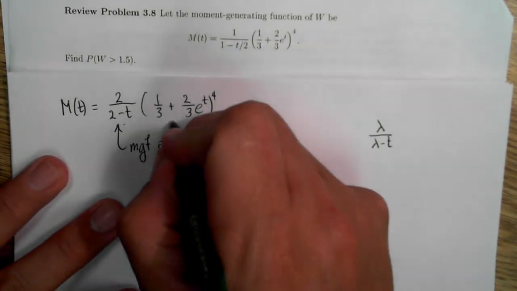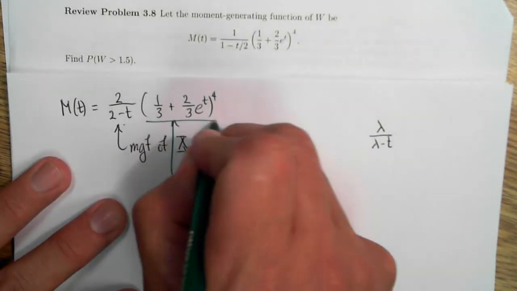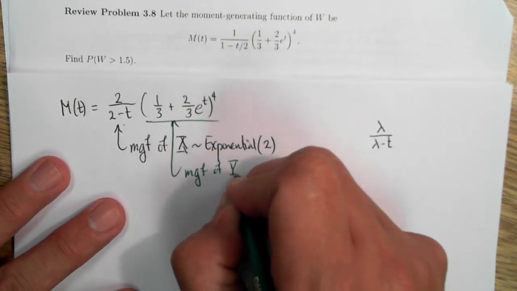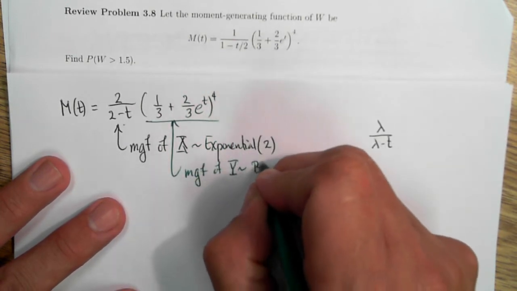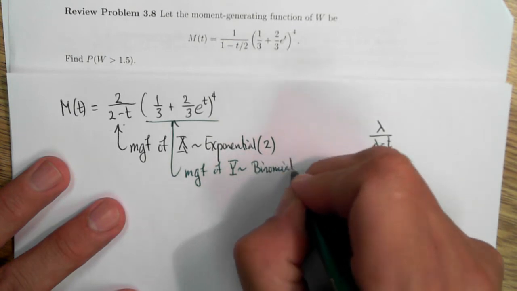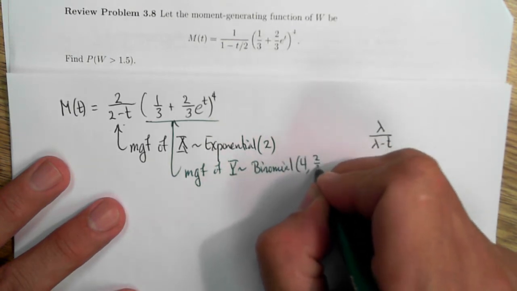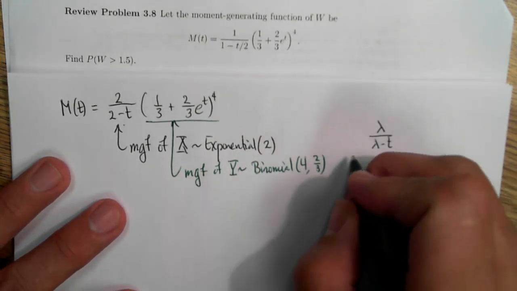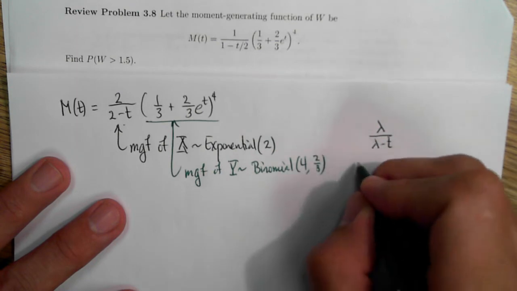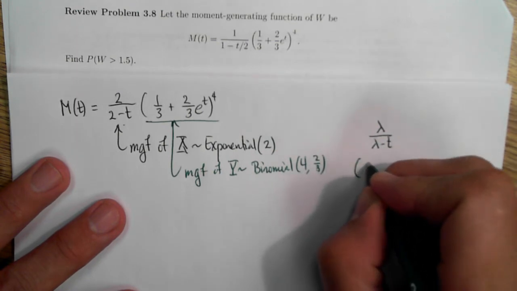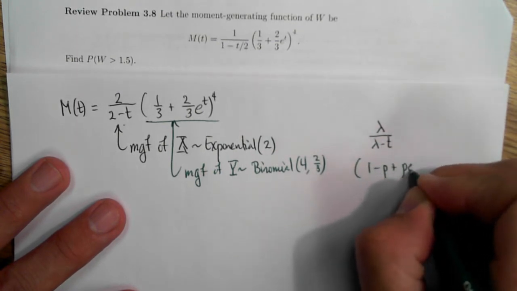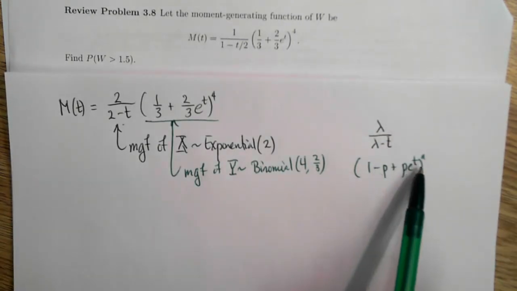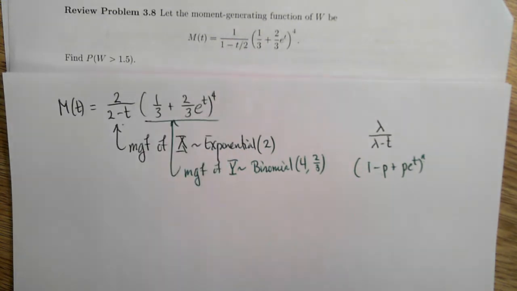Now the second part, I recognize as the moment generating function of a second random variable y, which is binomially distributed with parameters 4 and 2/3. Because the moment generating function for that case, if it's n and p, the pattern goes: (1 minus p plus p times e to the t) to the nth power. And so if I replace p by 2/3 and n by 4, I get this part.